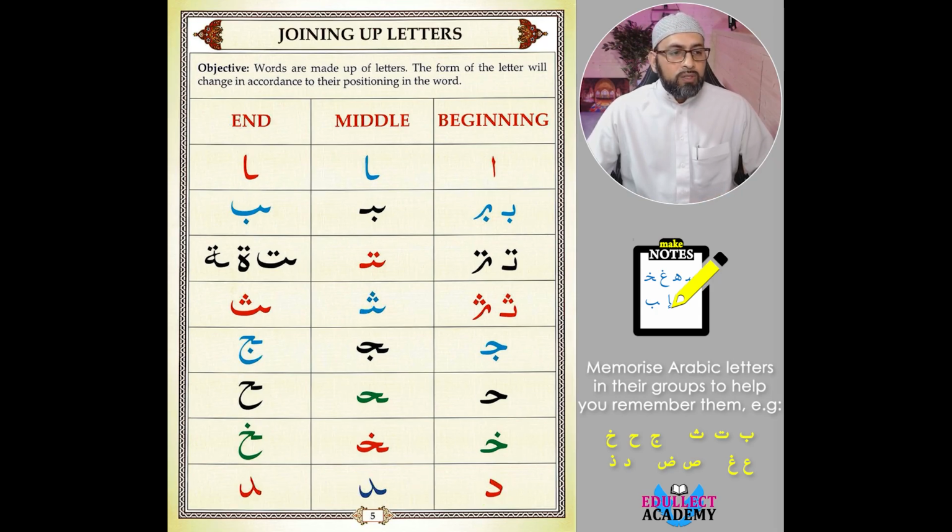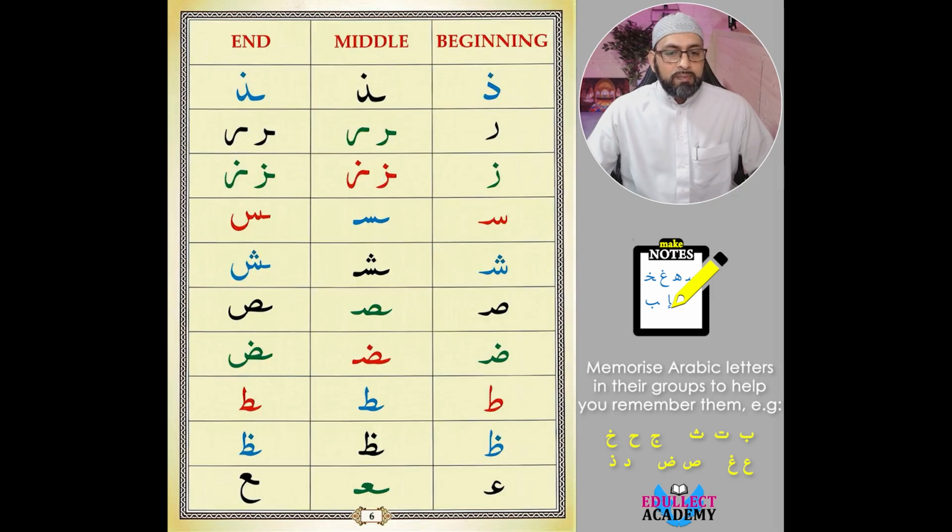So now moving on to page 6, we now look at dhal. Dhal is written again like dal, but with a dot on top. And that's how you differentiate between the dal and dhal. And they look similar to how you already know the dal to be. So that's how it's written in the beginning, middle, and end.